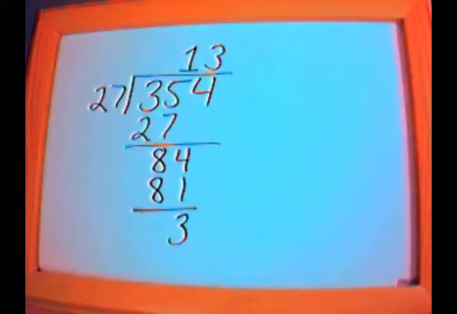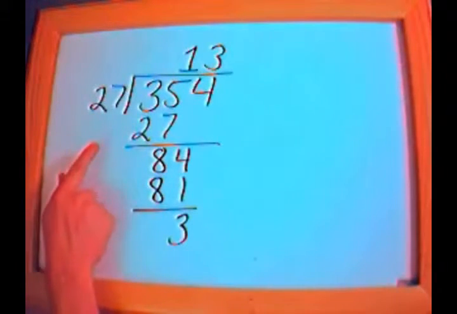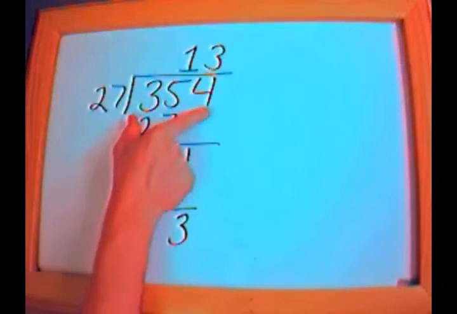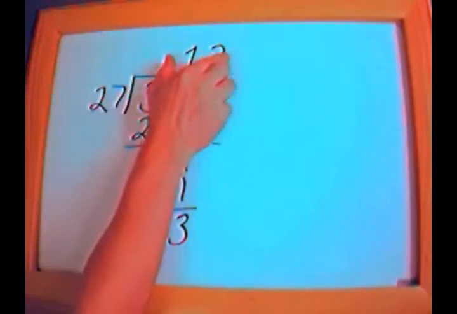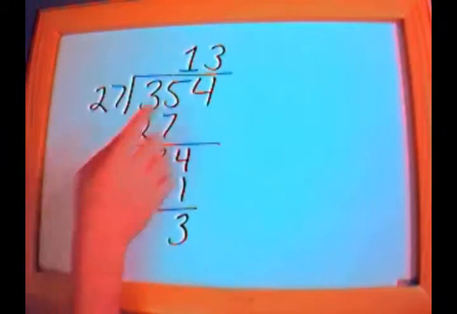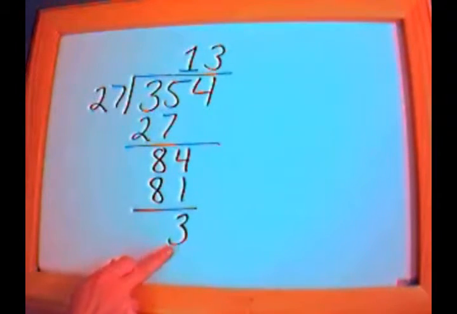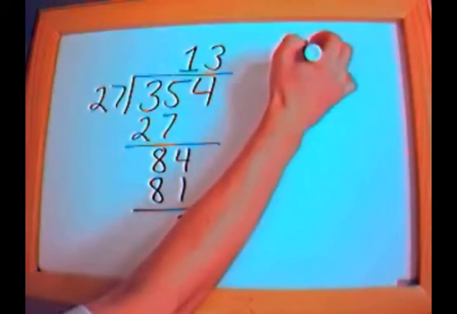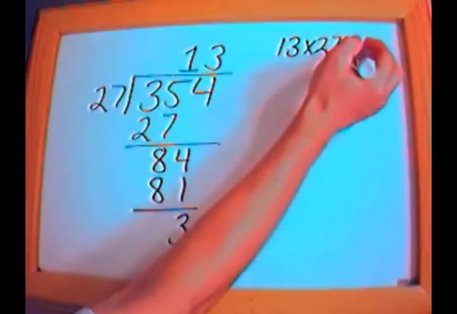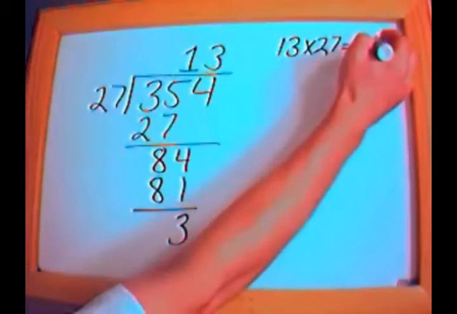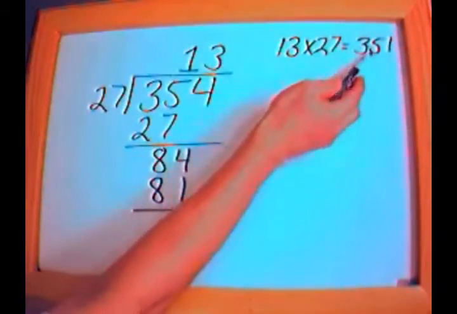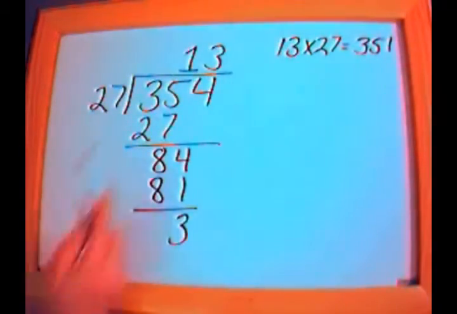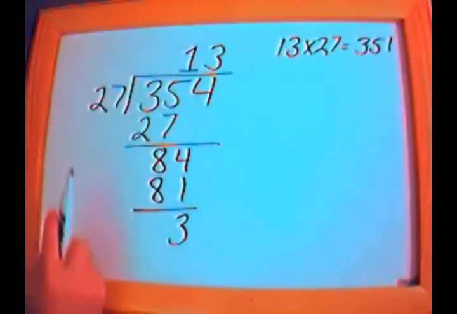What I want to pause and remind you of is what we have done so far. What I have shown is that 27 goes into 354 13 times. But when you do that, you still have 3 left over. If you want to check it, 13 times 27 is equal to 351. If it were equal to 354, there would be no remainder down here. But 27 goes into 354 13 times, and even when we do that, I have 3 left over.